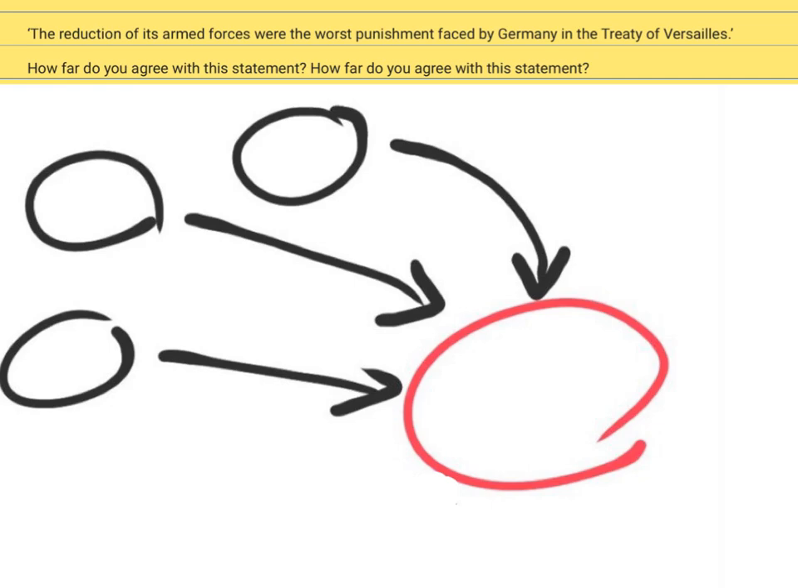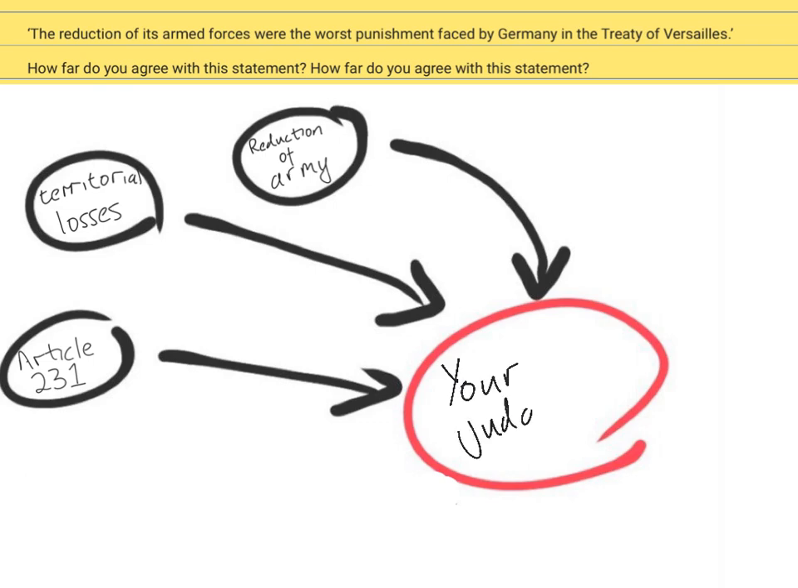So, we've now considered the issue in the question and two alternative factors. To end this answer strongly, we need to reach a final judgment. Was it the reduction of the armed forces that was Germany's worst punishment? Or was the loss of territory or Article 231 even worse? There's no right answer to this question. Instead, it relies on you writing a final persuasive argument for one of the factors. You might even demonstrate how some of the factors link together, as, for example, Article 231 legitimised the other punishments.